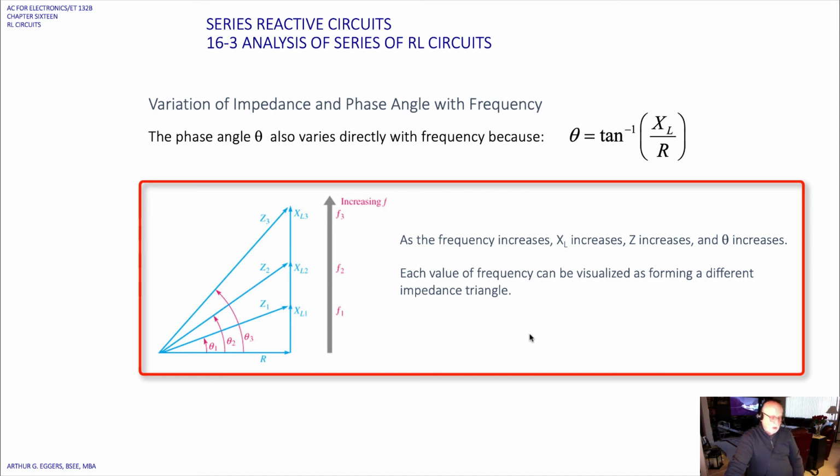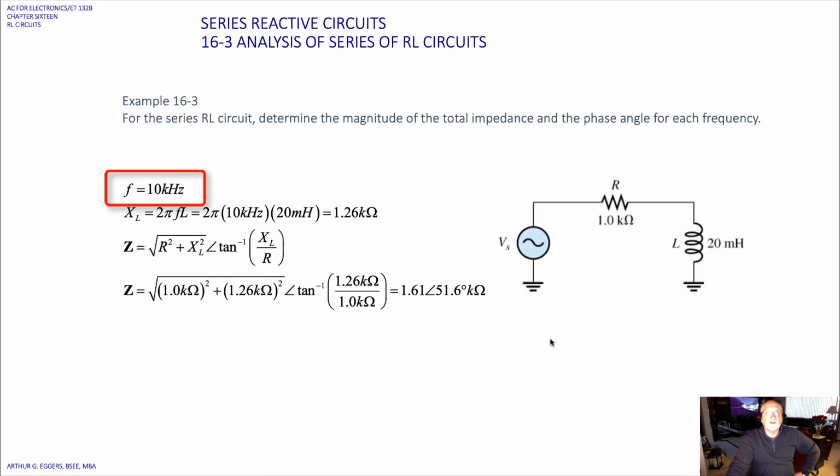So just like we saw with the capacitors, we can look at this relationship using the triangle, and we can see as the frequency increases, we've got an increase then in our angular relationship. The phase angle also varies directly with the frequency. So again, to reiterate, as the frequency increases, V sub L increases, that's that axis right there. Z increases, the length of the resultant, the phasor resultant, and the angle increases. Each value of frequency then can be visualized by forming a different impedance triangle.